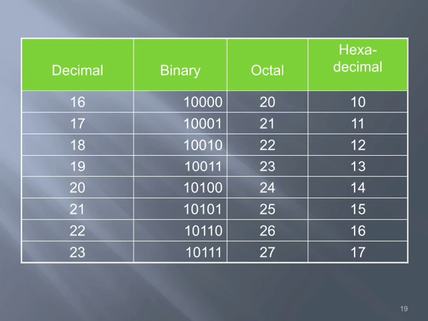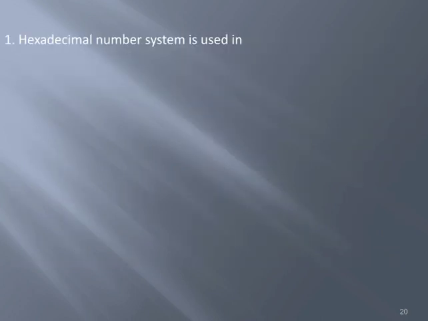And for decimal 16 you need another binary bit. How many binary bits do we need in order to represent decimal 16? It will be 5, a 1 and 4 zeros, and the corresponding octal number will be 20, and the corresponding hexadecimal number will be 10. So after F in hexadecimal you will get 10 as the hexadecimal number. So all these things you can learn.